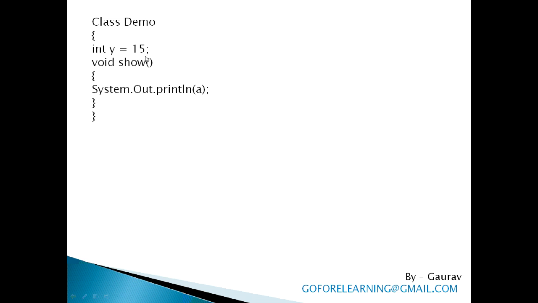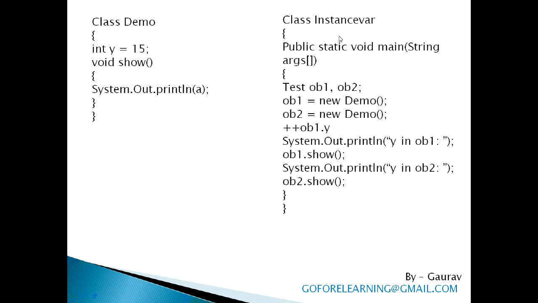Here is an example for instance variables that contains two classes. One is the Demo class, which has instance variable y and method show. Another class, InstanceVar, has the main function. Inside that we are creating two objects ob1 and ob2 and then doing pre-incrementation of the instance variable in ob1 and then showing the updated value.